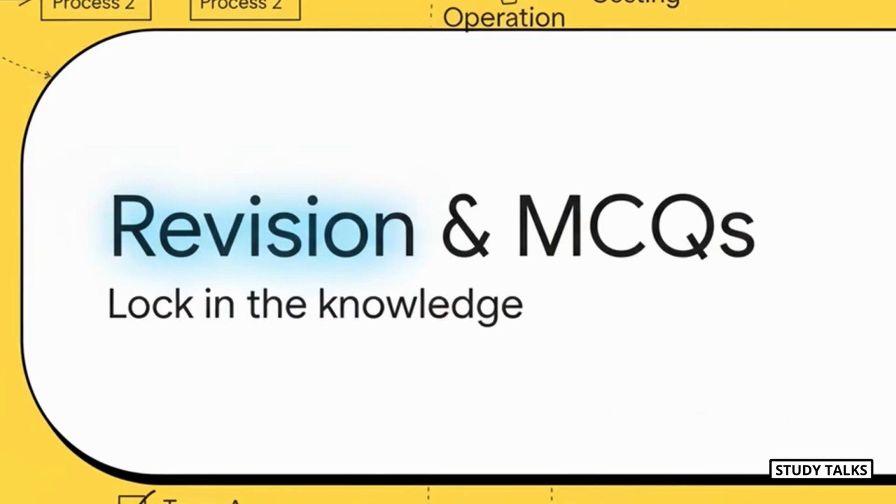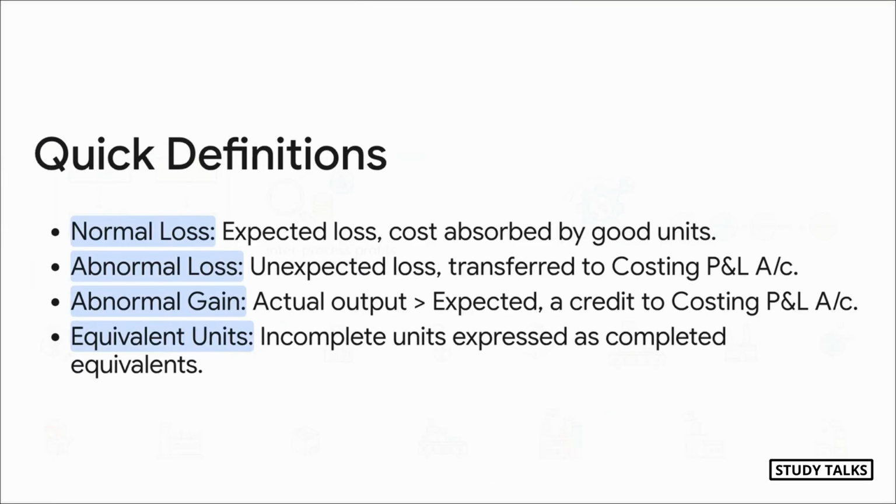Fantastic. We've covered the heavy lifting. Now, to make sure this is all locked in for exam day, let's do a quick fire revision of a few key terms and then test ourselves with a couple of MCQs. Let's breeze through these. Normal loss, that's the spoilage you expect. Its cost just gets absorbed by the good units. Abnormal loss, that's when something goes wrong unexpectedly and it goes straight to the costing P&L. Abnormal gain, that's a nice surprise when you produce more than you expected. Also a P&L item. And equivalent units, that's just our clever way of valuing unfinished work. These are the building blocks for any process costing question.